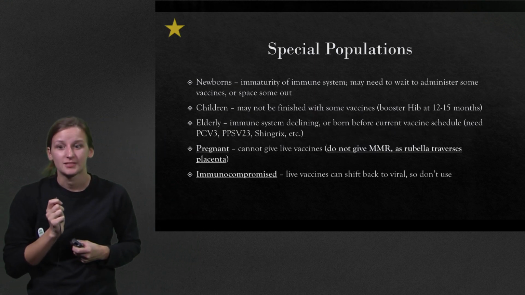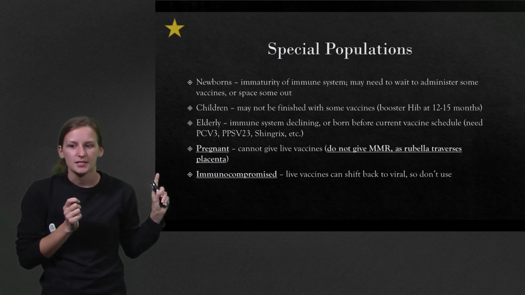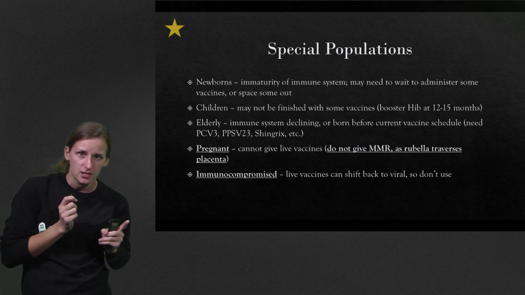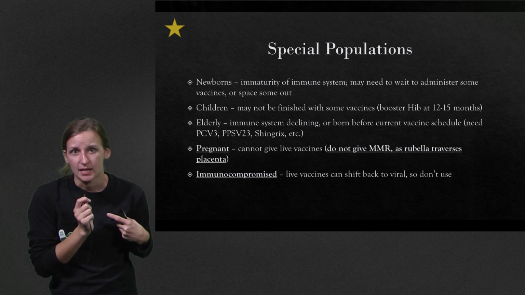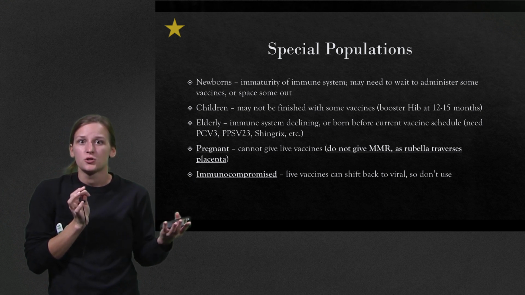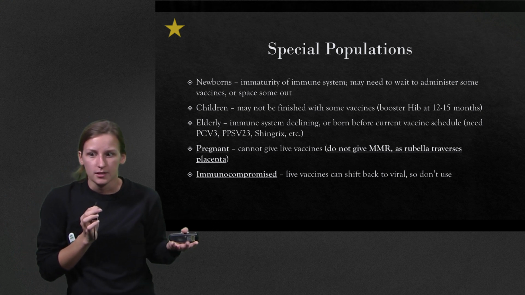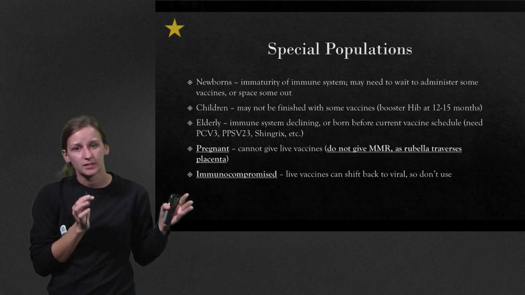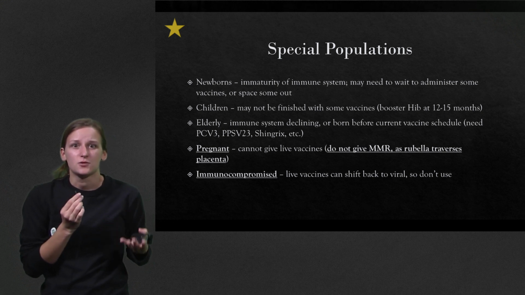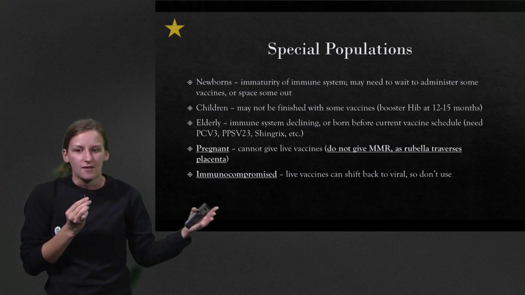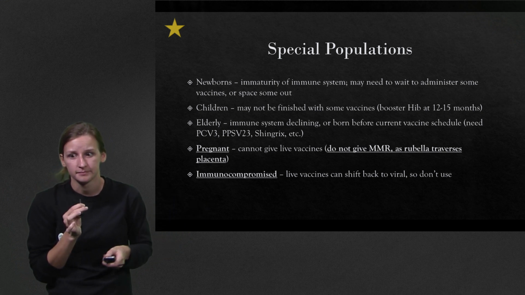All right, so special populations. Biggest takeaway: pregnant and immunocompromised, these guys, you want to be careful about what vaccines you give to them. With pregnant women, rubella from the vaccine can still cross the placenta, so don't give them the MMR. Try to make sure they had it either before or give it to them after they've given birth. And then immunocompromised, their immune system's not working properly, so that virus or bacteria that you inject into them, if it's live attenuated, it could mutate back into a viral form, so that's why we don't give it to them.